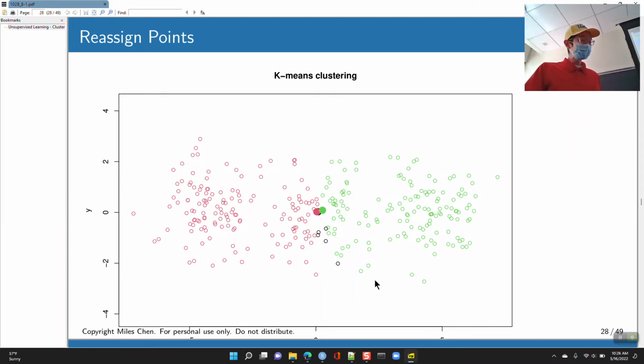Okay, so what's the next thing that we do? We say, okay, well, all of these points are now green. What is the centroid of all of the green points? It'll be probably something around here. We say, hey, what's the centroid of all of the red points? Probably something around here, okay? And then we say, what is the centroid of all of the black points? And then probably right here? I don't know, okay? So we're going to recalculate the centroids, all right? And this is where we end up, okay?